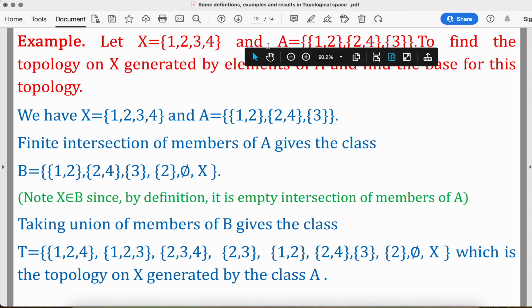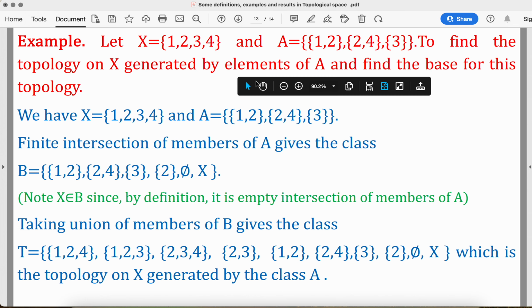Now let X be the set consisting of elements 1, 2, 3 and 4 and A consists of the sets {1, 2}, {2, 4} and the singleton set {3}. Now we will find the topology on X generated by the elements of A and the base for this topology. Suppose X and A are these. These are given to us.